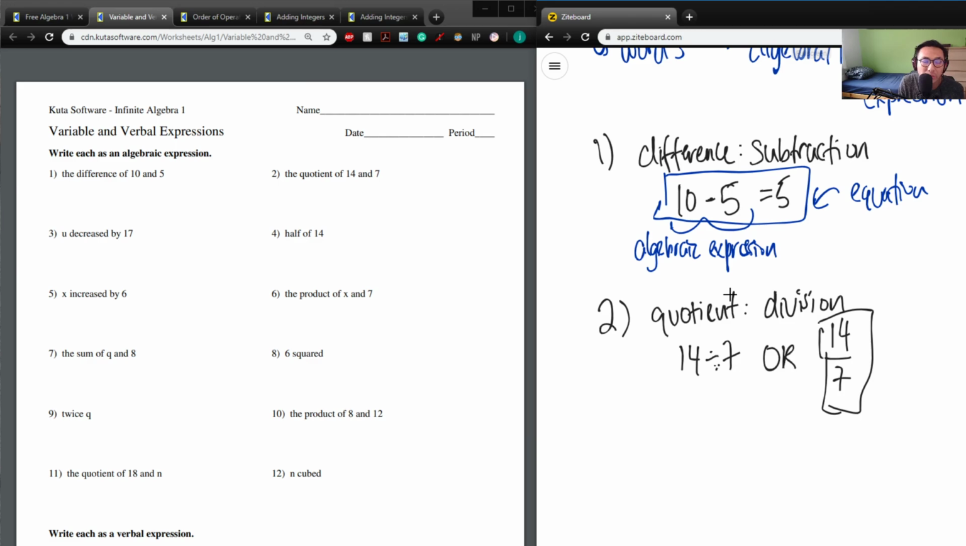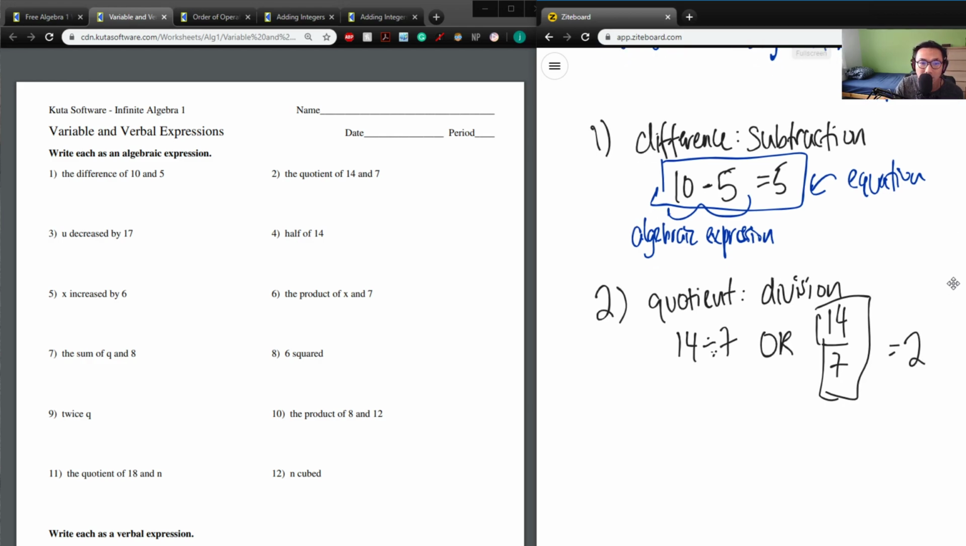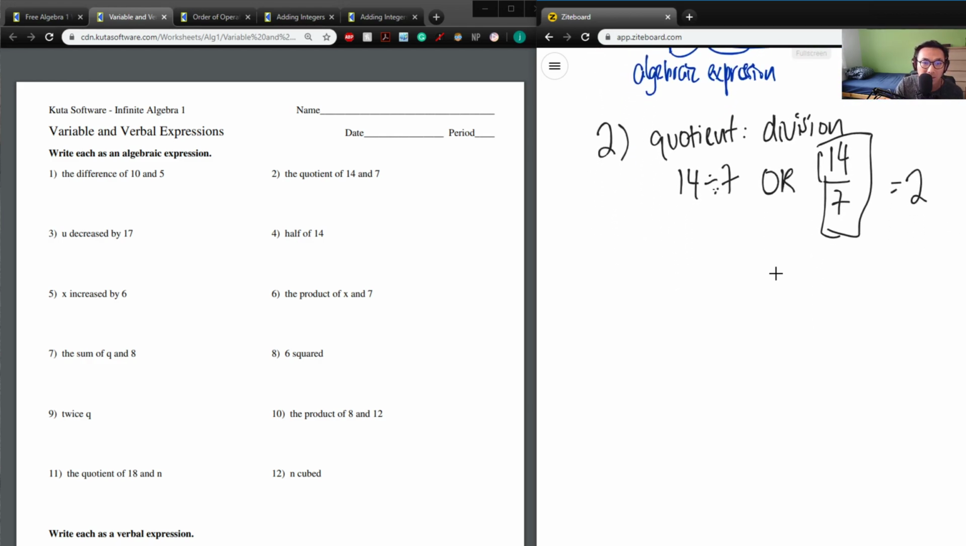In this case, we can solve for this. 14 divided by 7 is 2. This is an algebraic expression, but it can also be an equation once I add this equals 2 here. Now let's do number 3, because number 3 introduces the concept of variables. This is u decreased by 7. Decreasing is just another word for subtraction.